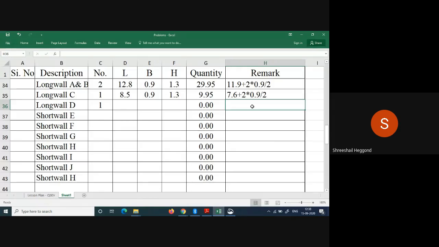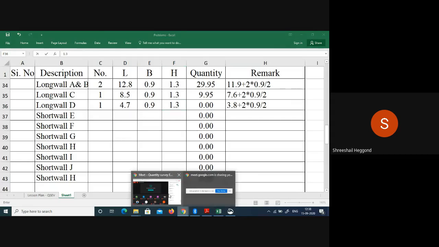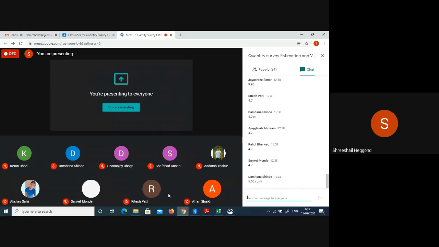Next, long wall D is length 3.8 plus both the side extra you have to add, that is 2 into 0.9 divided by 2. Can be written as 4.7, but will be 0.9 and height will be 1.3. Into the quantity 5.50, as everyone is getting.